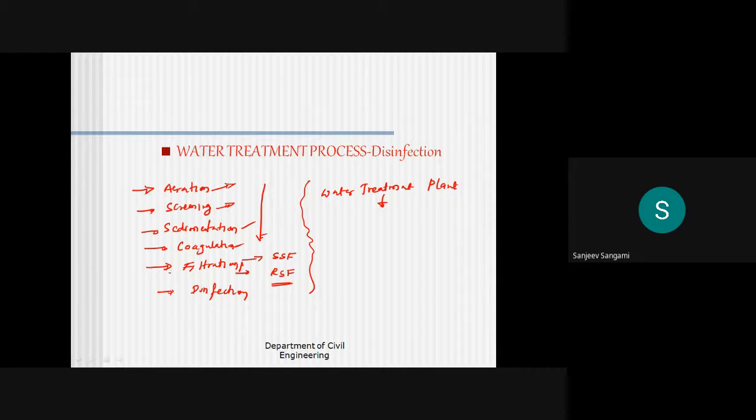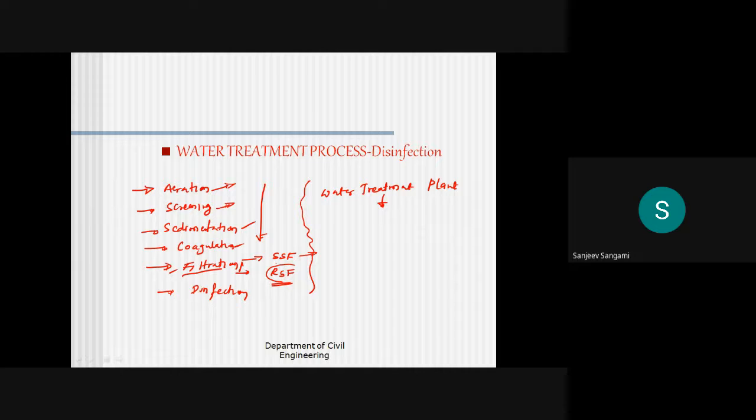Then the filtration process. Here some particles are going to escape even from the sedimentation process, even from the coagulation process, and even from the screening process. Those particles we are going to remove in the filtration process. The slow sand filtration is recommended for most of the pathogens. Then in the rapid sand filter, some of the particles which escaped from screening, sedimentation and coagulation can be removed.